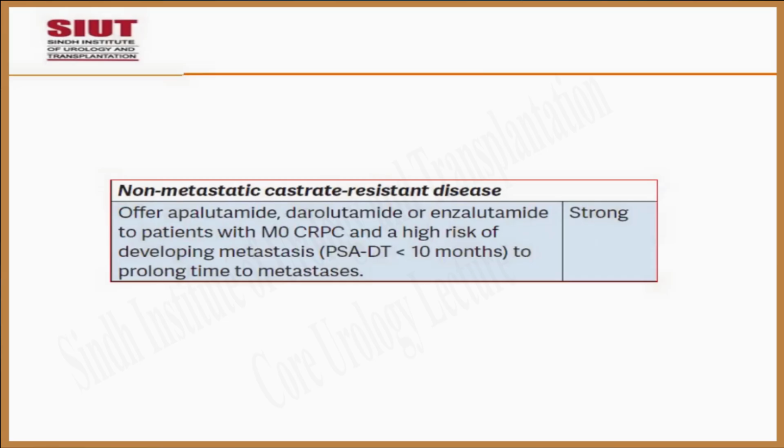Non-metastatic castrate-resistant disease: offer apalutamide, darolutamide, or enzalutamide to patients with non-metastatic CRPC and a high risk of developing metastasis, PSA doubling time less than 10 months, to prolong time to metastasis.